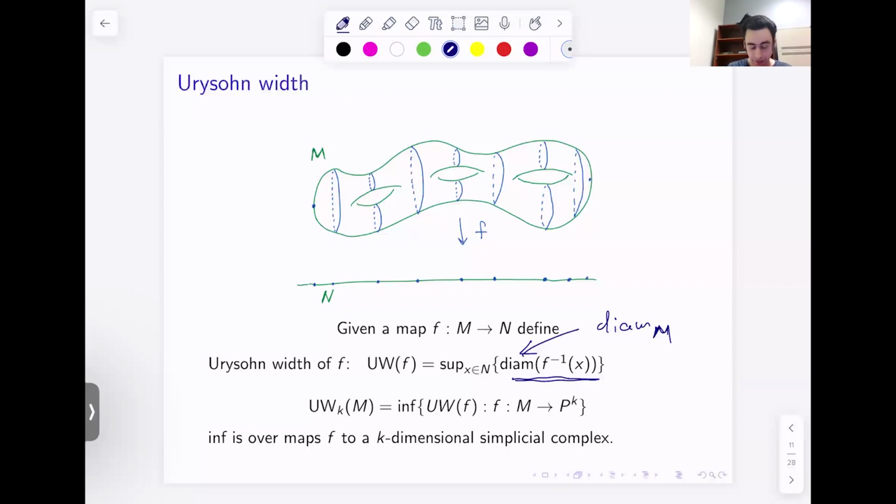And then we can take the minimum over all these maxima, and that will be a certain quantity which corresponds to looking at all the ways of chopping up our space into pieces of small diameter, taking the largest diameter for this way of chopping it up and trying to make this largest diameter as small as possible. So if you have small Urysohn k-width, that means that you can map your space into a k-dimensional simplicial complex in such a way that all diameters will be small.